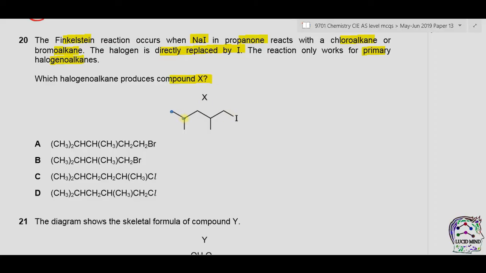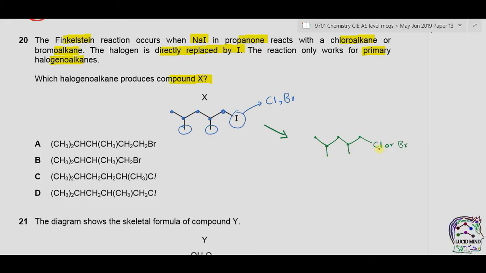We have 5 carbon atoms, 1 iodine is attached, and 2 methyl groups are also present. As in the question, we can see that the halogen is replaced by iodine, so therefore iodine would have replaced either chlorine or bromine from chloroalkane or bromoalkane. So the starting compound could be like this. It could be chlorine or bromine. We also have 2 methyl groups attached.